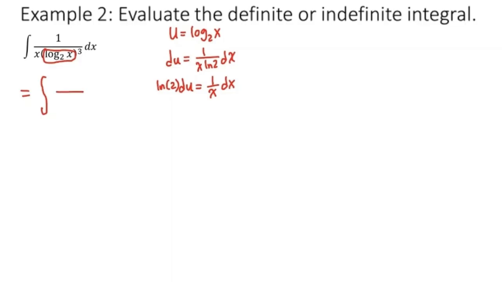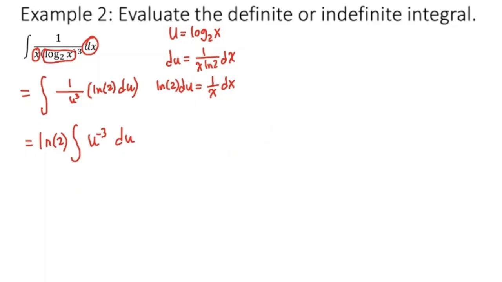The log base 2 of x cubed becomes u cubed. The numerator will stay 1. As for the x in the denominator and dx, because natural log of 2 du equals 1 over x dx, the x in the denominator with dx becomes natural log of 2 du. Since the natural log of 2 is just a constant, we can kick that out of the integral. And as for the 1 over u cubed, since it's not 1 over u, we can rewrite it with a negative exponent and apply the power rule, since negative 3 is a power that we can use the power rule for. Remember, it's only negative 1 where we can't apply the power rule.